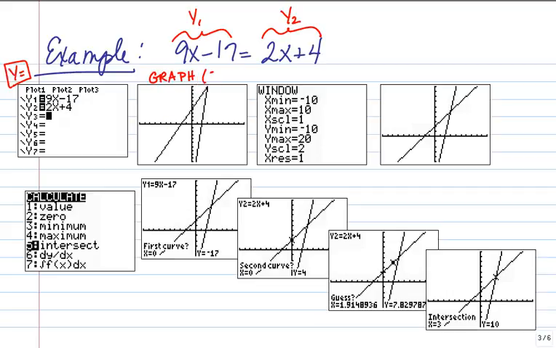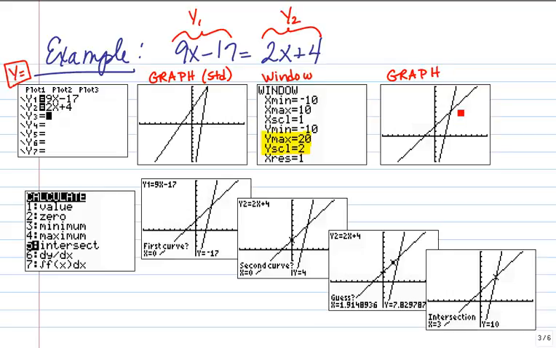This is graphed in the standard window, but you can see that the point of intersection is almost off the screen. So I adjusted the window. Go to your window command, and I simply enlarged my window in the y direction. I changed my y max to 20 and my y scale to 2. Now when I graphed it, I see a better picture of how those two graphs relate to one another. After you change the window, go back to view the graph.